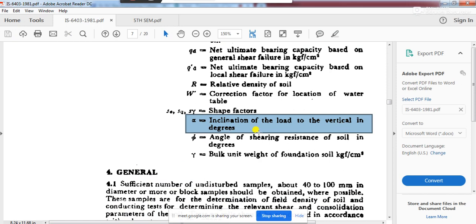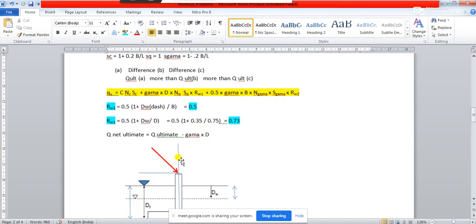the vertical in degrees. So basically if you go to this, this is your vertical axis. So alpha is basically this angle. You understand? Alpha is basically this angle.